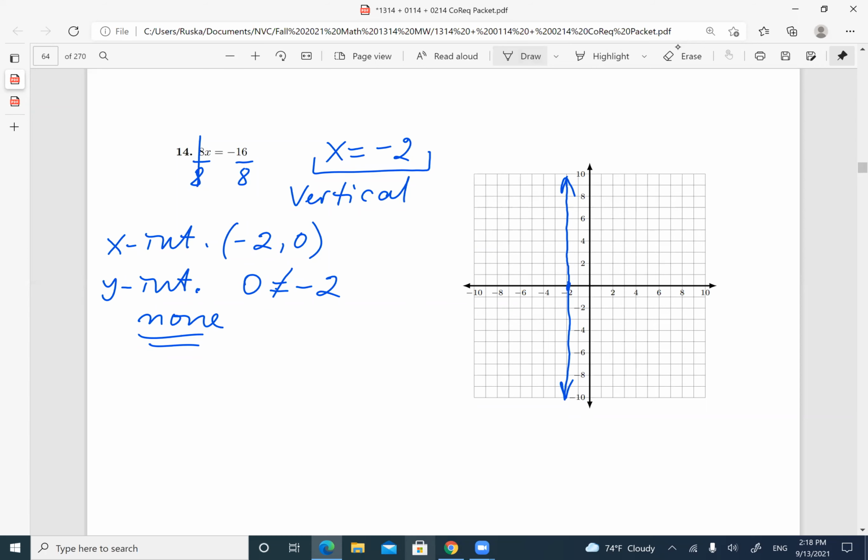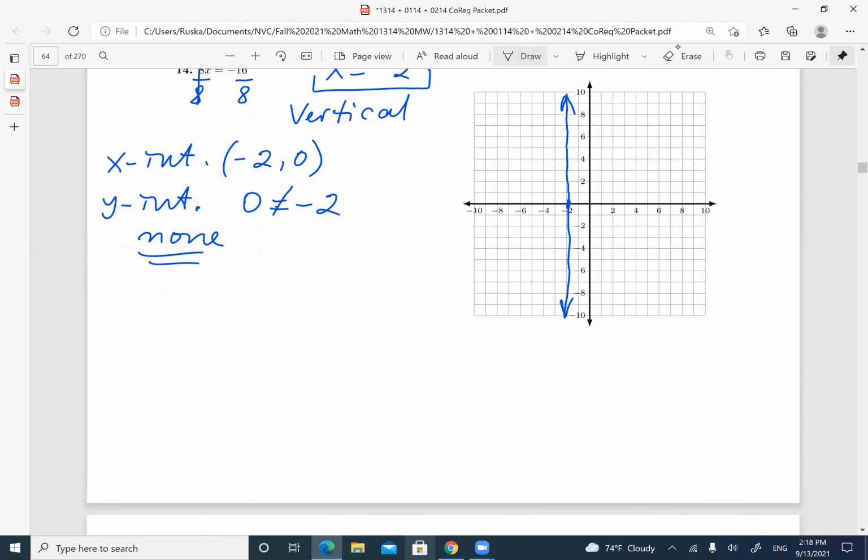Yes, ma'am. I'll show you a little shortcut. If you have only x, graph it. If you have only y, just graph it, okay?